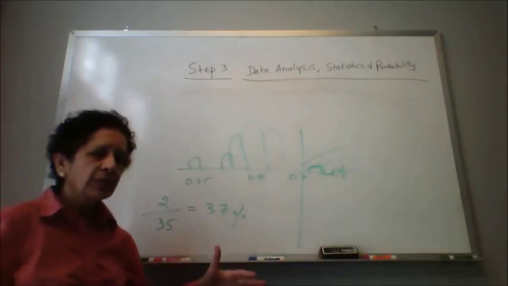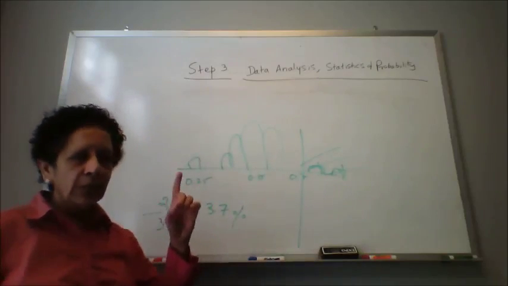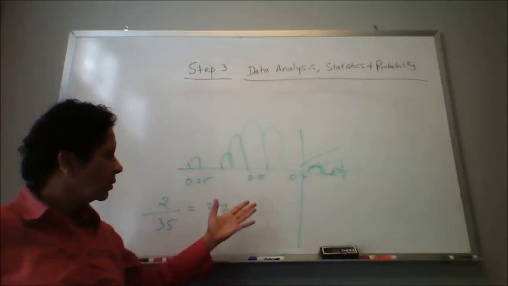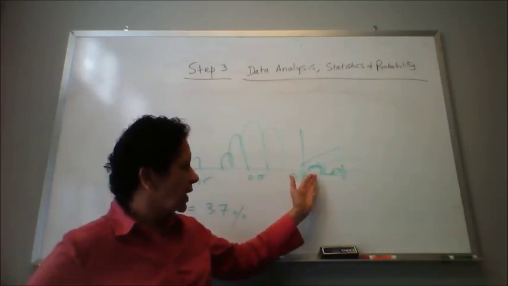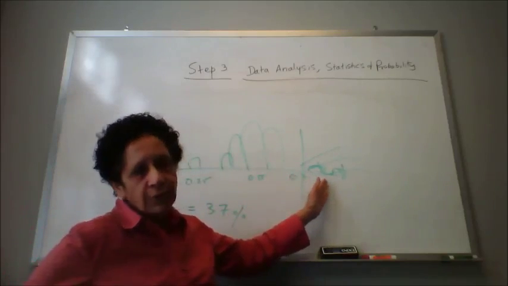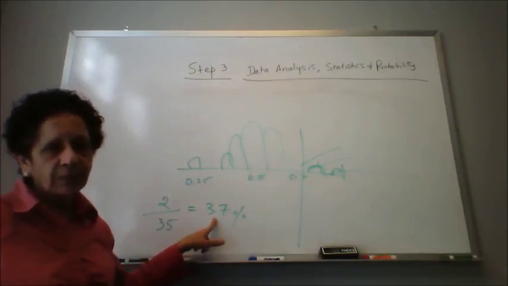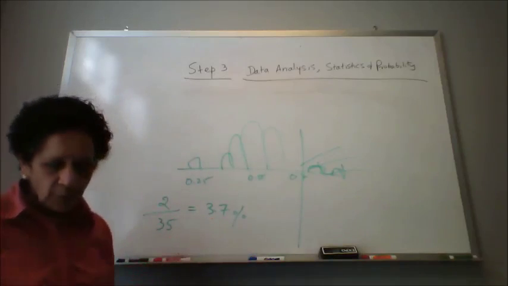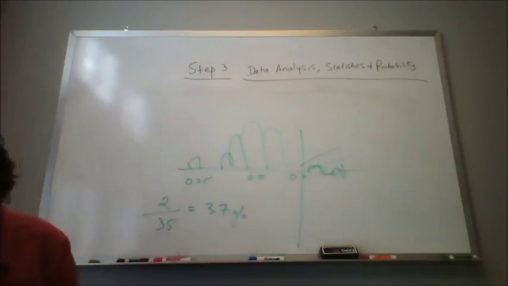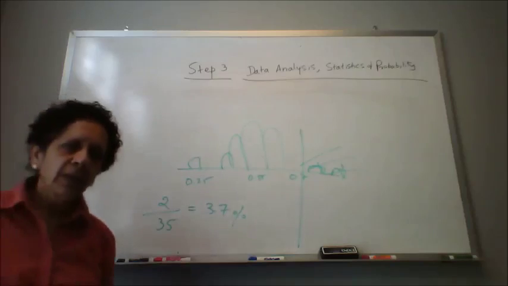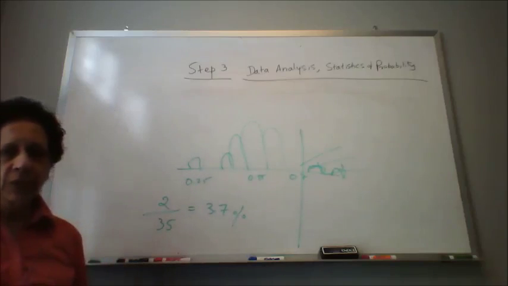Another way of saying that is that if I pick one teenager, what is the probability that that teenager's reaction time is going to be more than 0.7 seconds? That probability is 3.7%. Okay? So with this, we have completed step 3, and the next session we will cover algebra.